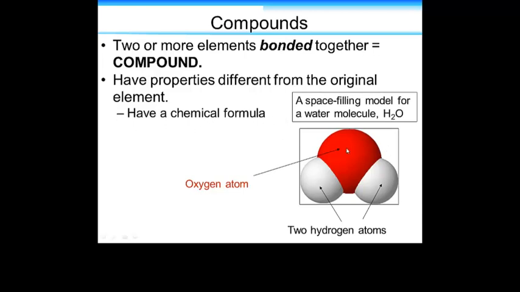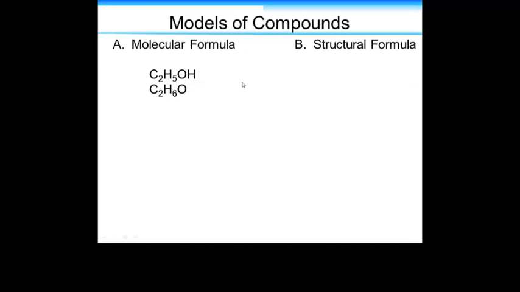So here we have an example of a water molecule. This is called a space-filling model. The red blob here represents the oxygen atom, and these white spheres represent hydrogen atoms. So there are a few ways to represent compounds. We've seen a few formulas. This is the formula for ethanol, the active ingredient in beer, wine, and spirits. It's what intoxicates people or animals. This is two different ways to write it.